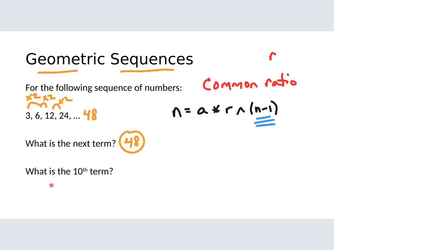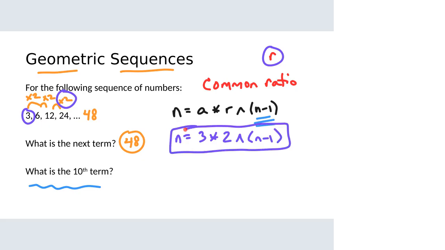Oh yeah, at the bottom we're asked for the 10th term down here. Let's find this common ratio. The nth term will be a, the starting point of 3, multiplied by r, our common ratio, which is 2, raised to the n minus 1 power. So this is what our formula for the nth term would look like: 3 times 2 raised to the n minus 1 power.